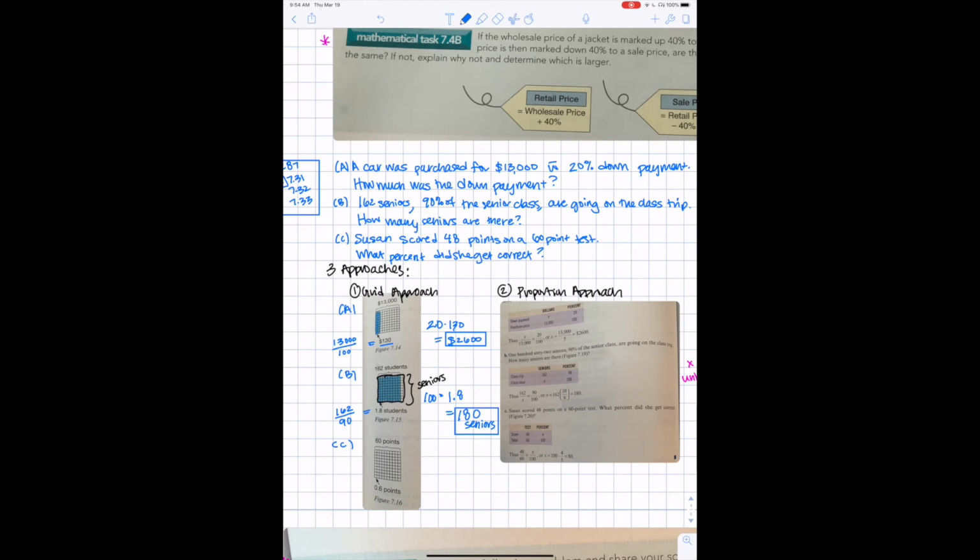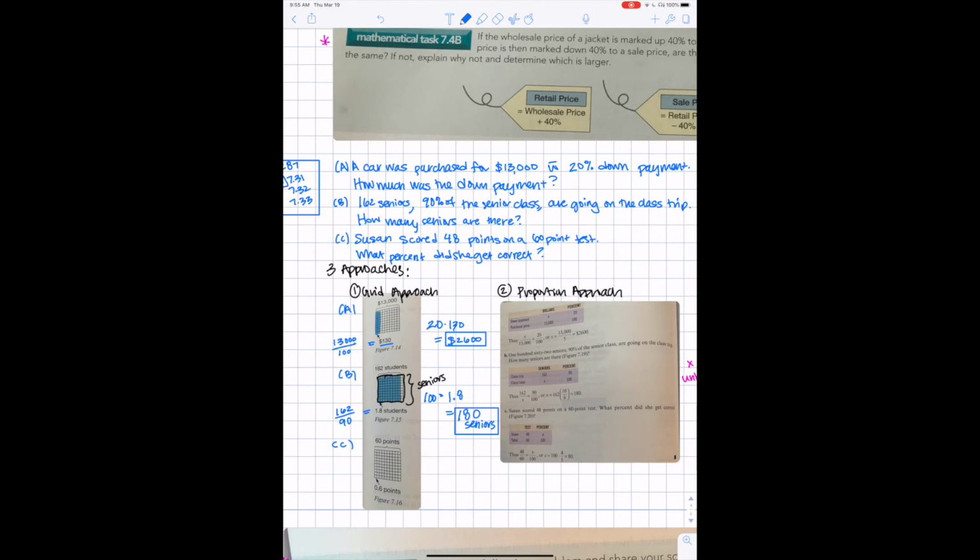Okay, so the real distinction between problems A and B is that the numbers we were given to start with represent different pieces of my grid. So in problem A, 13,000 represented the entire grid. In problem B, 162 represented only a portion of the grid, the shaded blue portion.